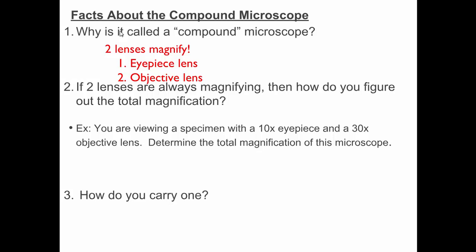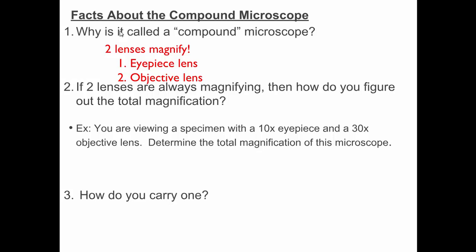So when you're trying to figure out the total amount of magnification, when light travels through this microscope, the objective lens magnifies it once. And then the light from that image travels up through the body tube, and then the eyepiece magnifies that image yet again. So to figure out the actual overall magnification, can you guess how we calculate it? If I have a 10x eyepiece and a 4x objective lens, what's the total amount of magnification?